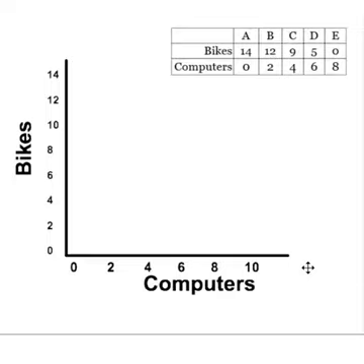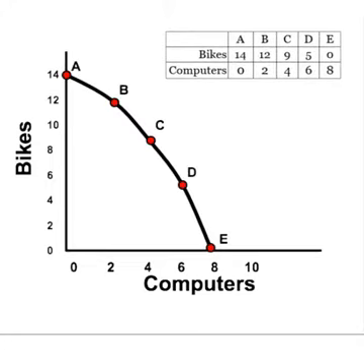So point A, you're going to find where bikes are 14, where computers are 0. Go ahead and draw a dot and label that point A. For B, you're going to go down to 12 bikes, over to 2 computers, draw a point, label it B. So on and so forth. When those are all plotted, it should look like this. So your point C is 9 bikes and 4 computers and onward.